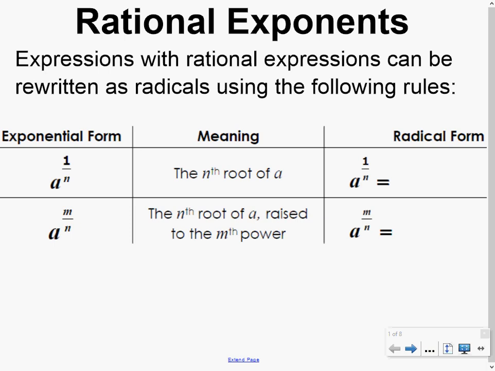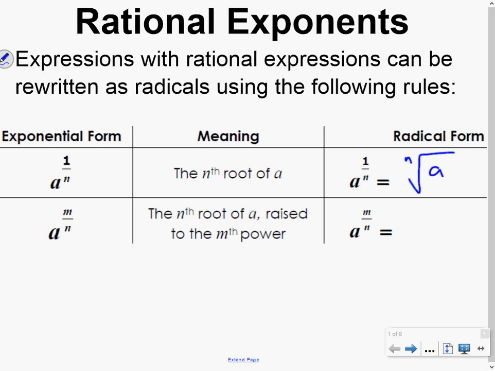Hey everybody, this video is going to talk about rational exponents. So exponents that are just kind of like fractions. We're going to look at how we can go in between the exponential form and the radical form. So if I have a to the 1 over n power, that's really the same as taking the nth root of a.